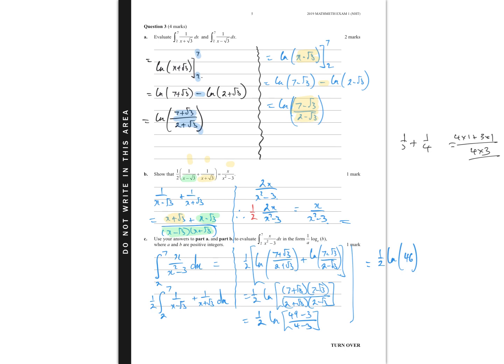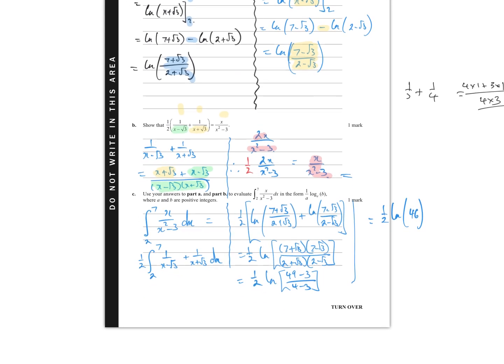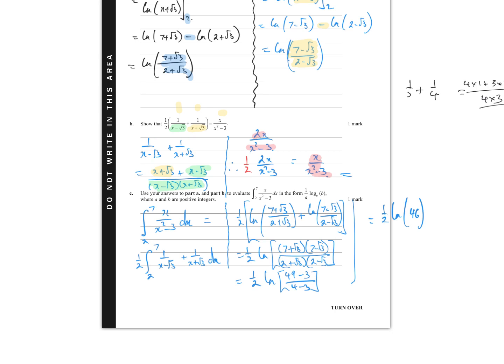So what happens here? x minus root 3 times x plus root 3 is x squared minus 3, difference of squares. And x plus x is 2x, root 3 minus root 3 is 0. So I get my 2x over x squared minus 3. If I multiply that by a half, I'll end up with x over x squared minus 3, which is what I need to do. All right, now using these answers, evaluate the integral of x over x squared minus 3.